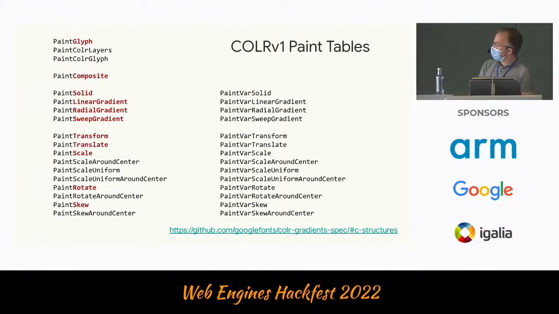Another thing that's important here is that for each of the drawing operations you have on the left side, there's a variable counterpart of it. That means this is intended to integrate COLRv1 fonts with variable fonts. Variable fonts allow the user of the font to apply parameters to it so that the representation of the glyphs changes. And we'll see a bit more on that later.